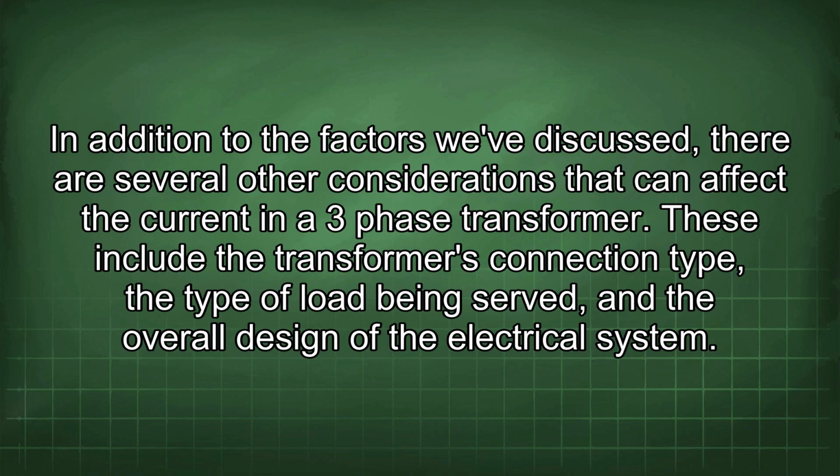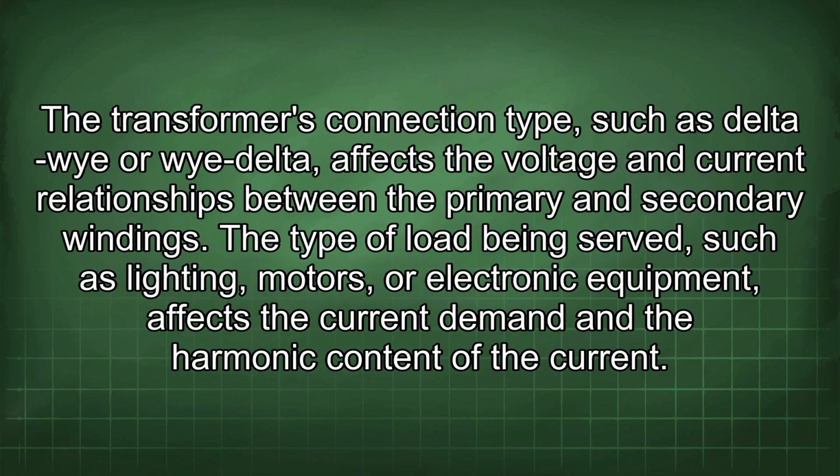In addition to the factors we've discussed, there are several other considerations that can affect the current in a three-phase transformer. These include the transformer's connection type, the type of load being served, and the overall design of the electrical system. The transformer's connection type, such as delta-Y or Y-delta, affects the voltage and current relationships between the primary and secondary windings. The type of load being served, such as lighting, motors, or electronic equipment, affects the current demand and the harmonic content of the current.